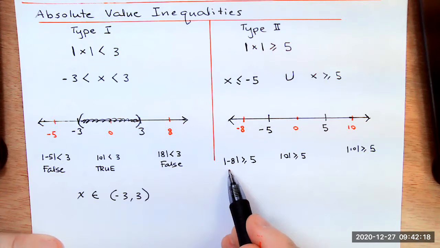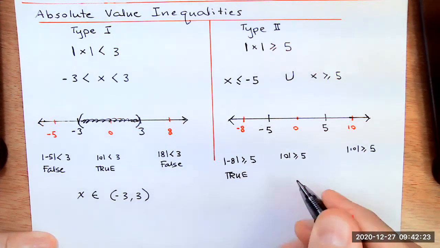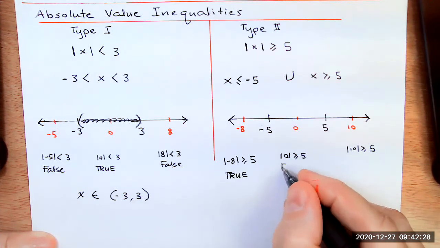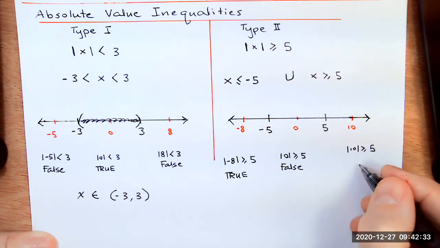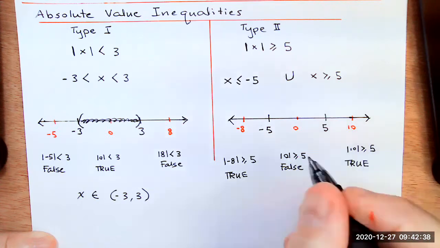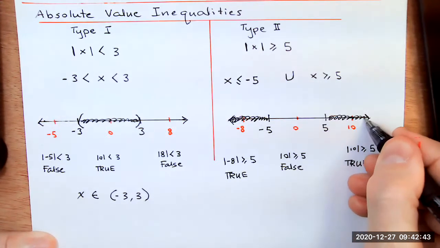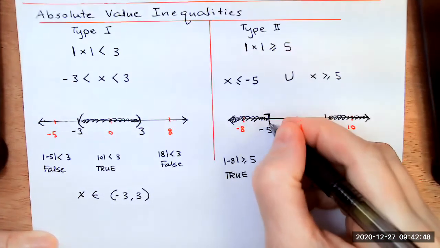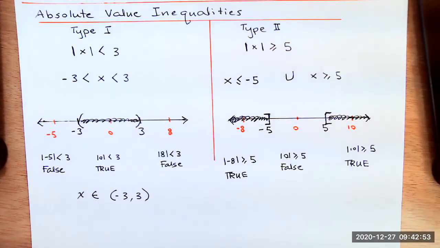Is the absolute value of 8 greater than 5? That's true. Is the absolute value of 0 greater than or equal to 5? That's false. Is the absolute value of 10 greater than or equal to 5? That's true. So this is my solution set. And because it's a greater than or equal to, we include the -5 and 5 in the solution set.